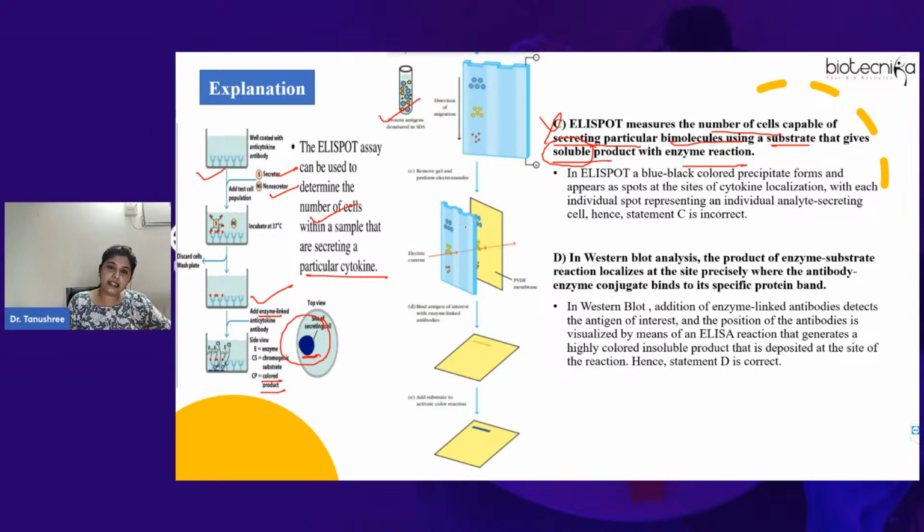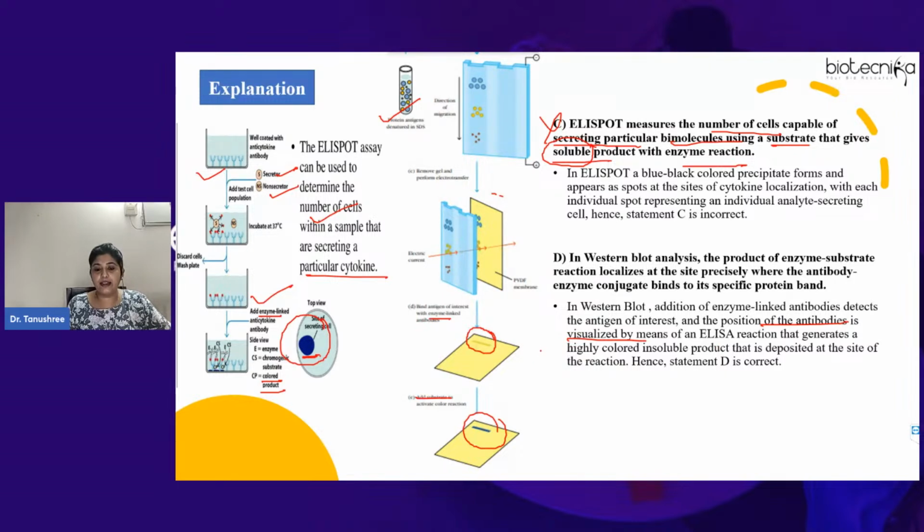Blotting is where you transfer the proteins from the gel to the membrane, which can be nitrocellulose or PVDF membrane. Once you transfer, the last step is adding enzyme-linked antibodies. If your antigen of interest is present, the antibody will bind to the antigen. As your antibody is conjugated with enzyme, when you add a substrate, the enzyme will catalyze the conversion of the substrate into a colored product. So if your protein of interest is present, there will be a colored insoluble product deposited at the site of reaction. So basically, the position of antibodies can be visualized.